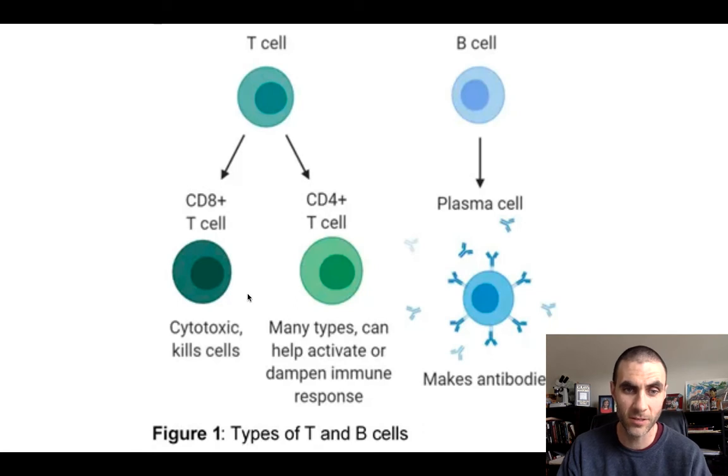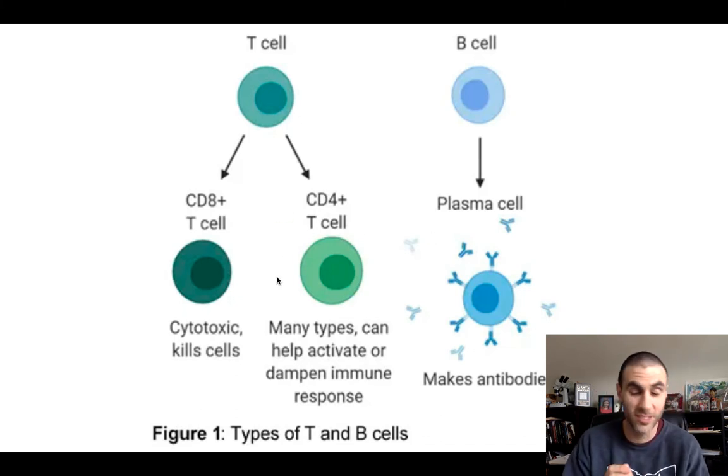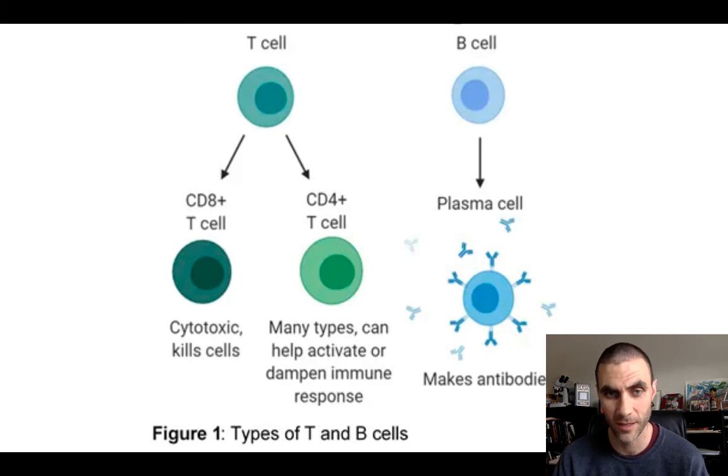So cytotoxic T cells, they'll find cancer cells, right? If a cell's gone wrong, the cytotoxic T cell is going to be the key. Helper T cells, these CD4 positive cells, and sometimes there's also suppressor T cells out there. They can talk to B cells and cytotoxic T cells. Helper T cells can talk to all kinds of different cells to activate or dampen or modulate the immune response.